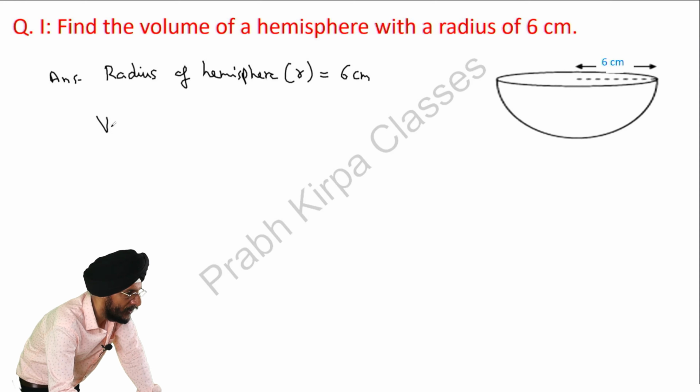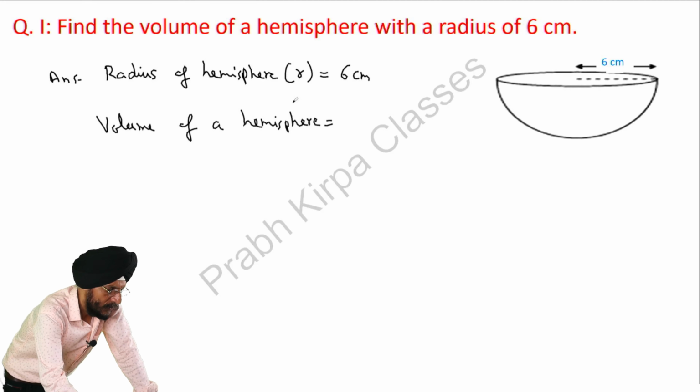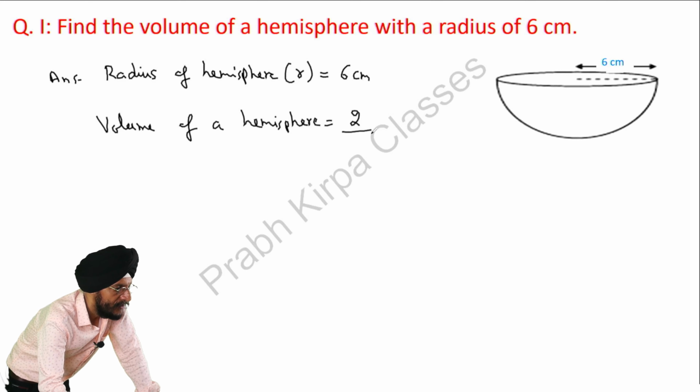What are we to calculate? We are to calculate the volume of a hemisphere. We know that the formula to calculate the volume of hemisphere is 2 over 3 pi r cube.